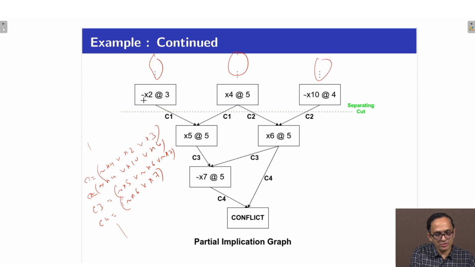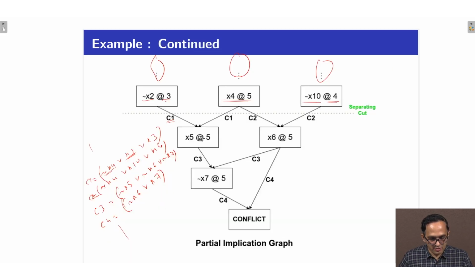Let us say I have taken x2 equal to false at decision level 3, and also I have taken x4 at decision level 5 and x10 equal to false at decision level 4. So, these are the decisions that happen by this way. If you now take C1, x2 equal to false, so this will make this false, x4 equal to true, so this will make this false. So, this forces me to take x5 equal to 1.